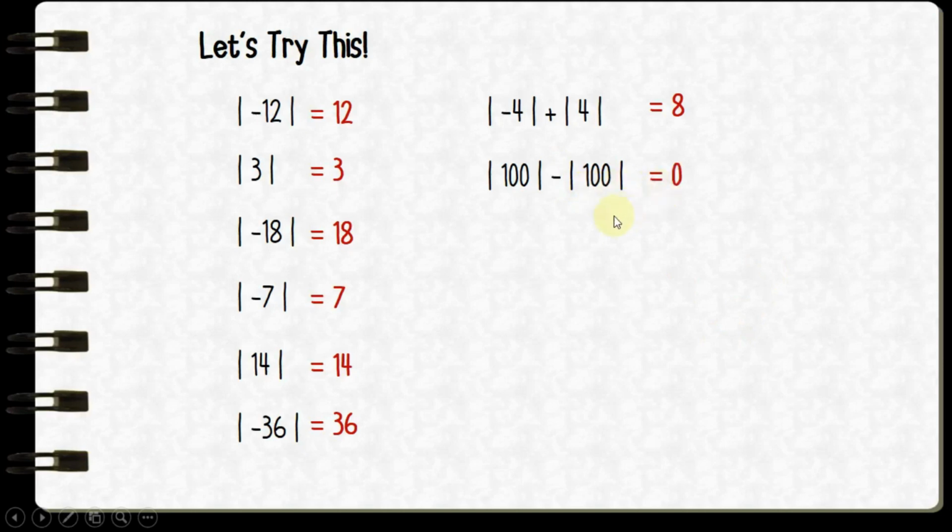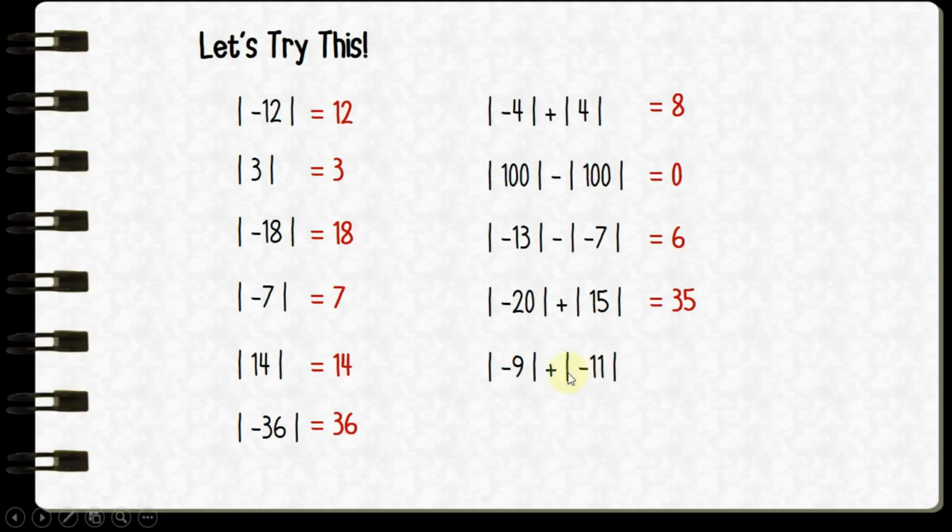And the difference is 0. You're correct. Next, the absolute value of negative 13 subtracted by the absolute value of negative 7. Correct, it is 6. Next, can you give me the sum of the absolute values of negative 20 and positive 15? Very good, it is 35.